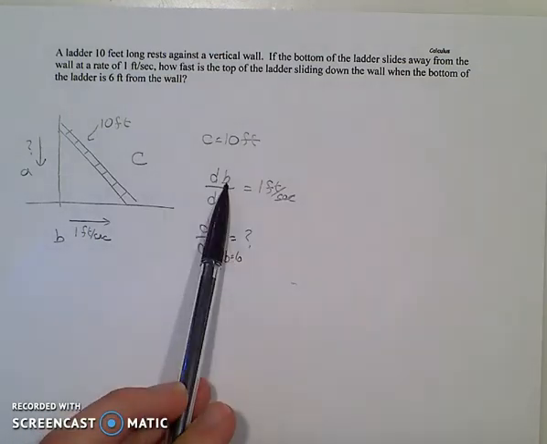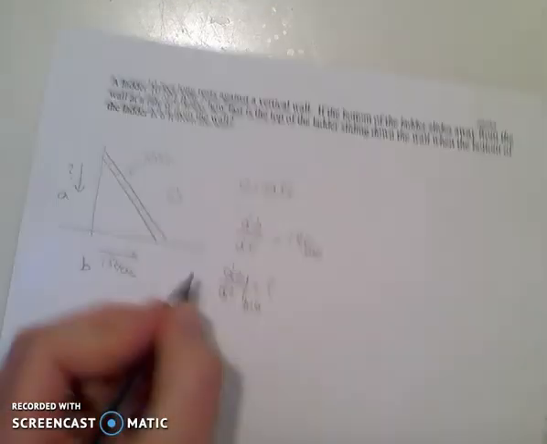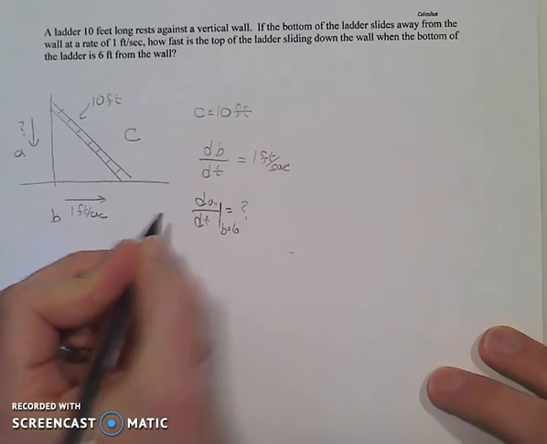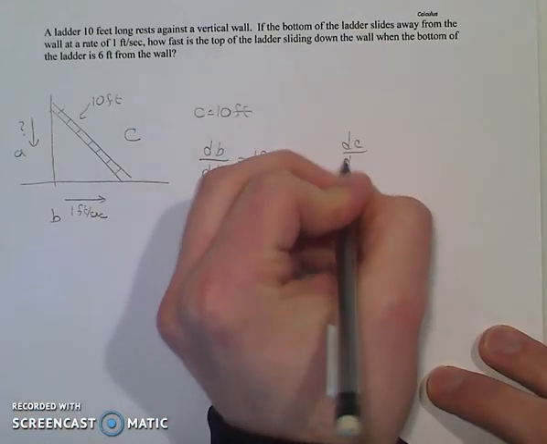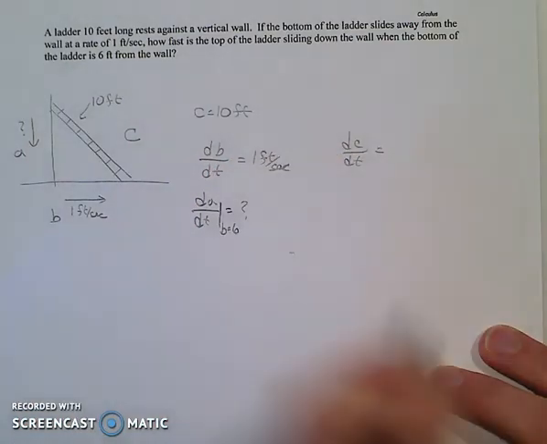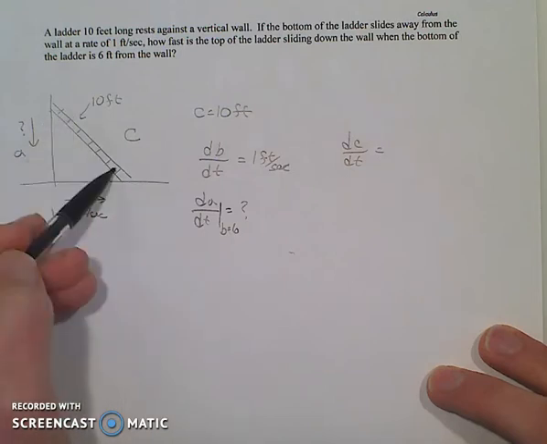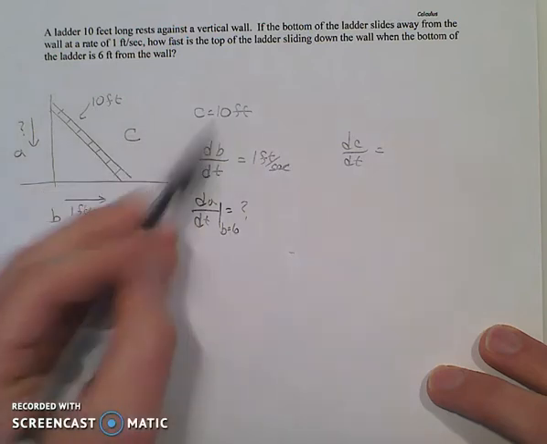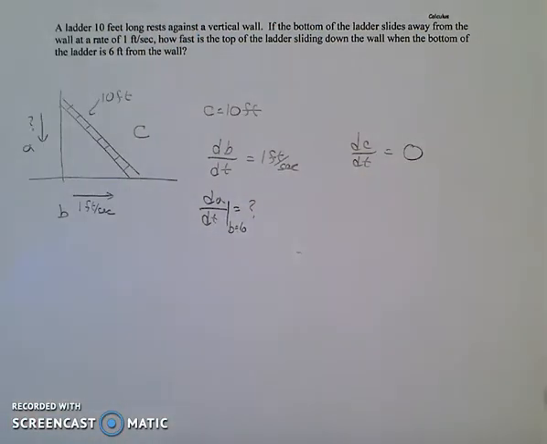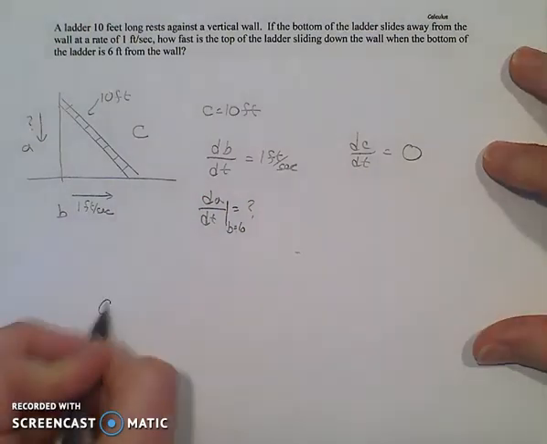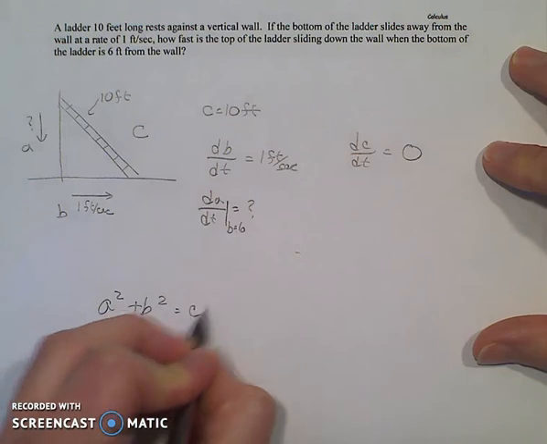That's what we're trying to find. So we've got a rate here. What is dC/dt? Well, dC/dt is the rate at which the length of the ladder changes. Does the length of the ladder ever change? We already talked about that. The answer is no. So now it's 0. So what are we going to use? Well, we're going to use the Pythagorean theorem because it's a right triangle. So we have a squared plus b squared equals c squared.